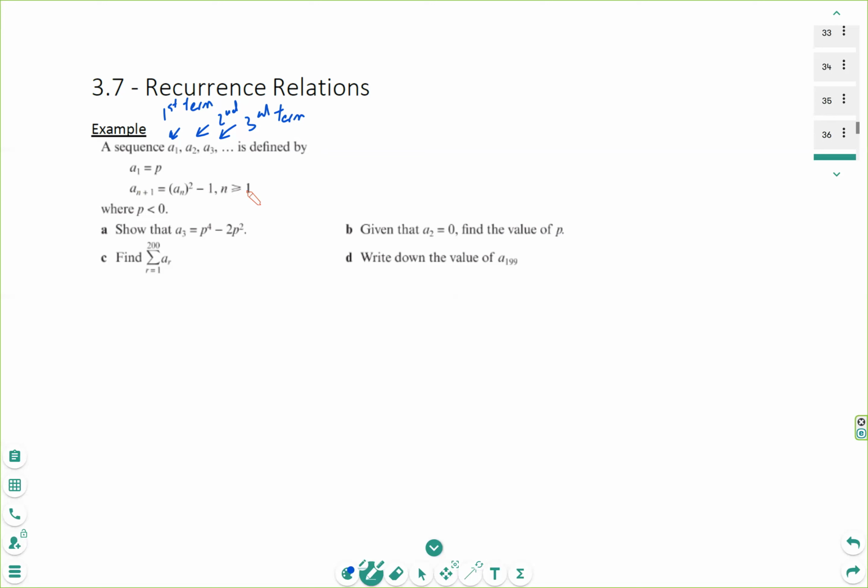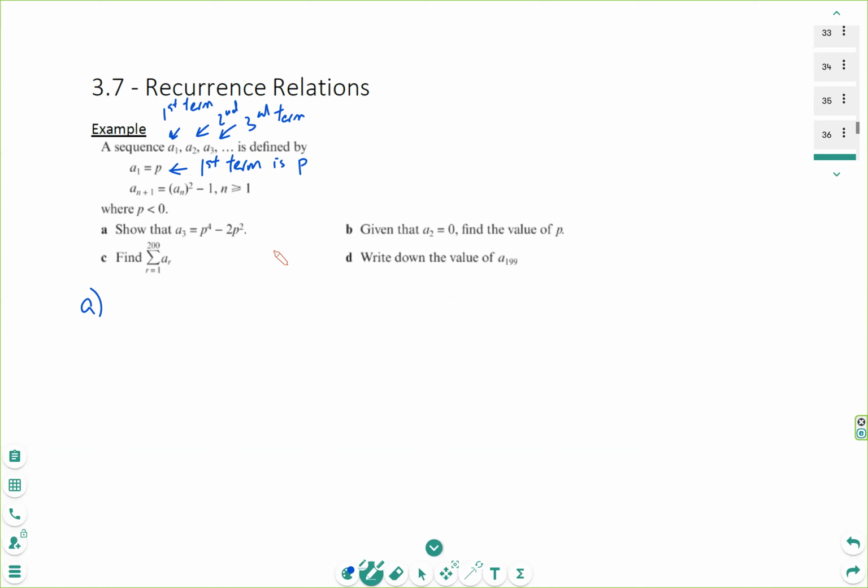Okay, now a1 equals p. It means the first term is p. You need to be able to understand what's going on in the question. Sort of tell yourself these kinds of wordings in the exam, because then it tells your brain, okay, I know what to do now. a(n+1) means the next term equals the previous term squared minus 1. And this sequence only works when n is greater than or equal to 1. You're also told p is less than 0. Okay, show that a3 equals p to the power 4 minus 2p squared.